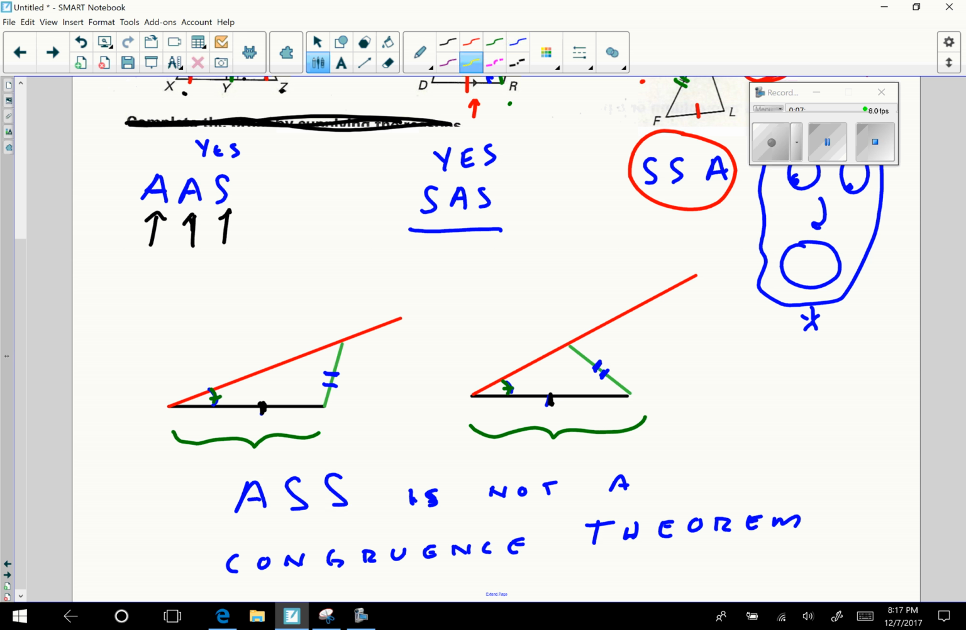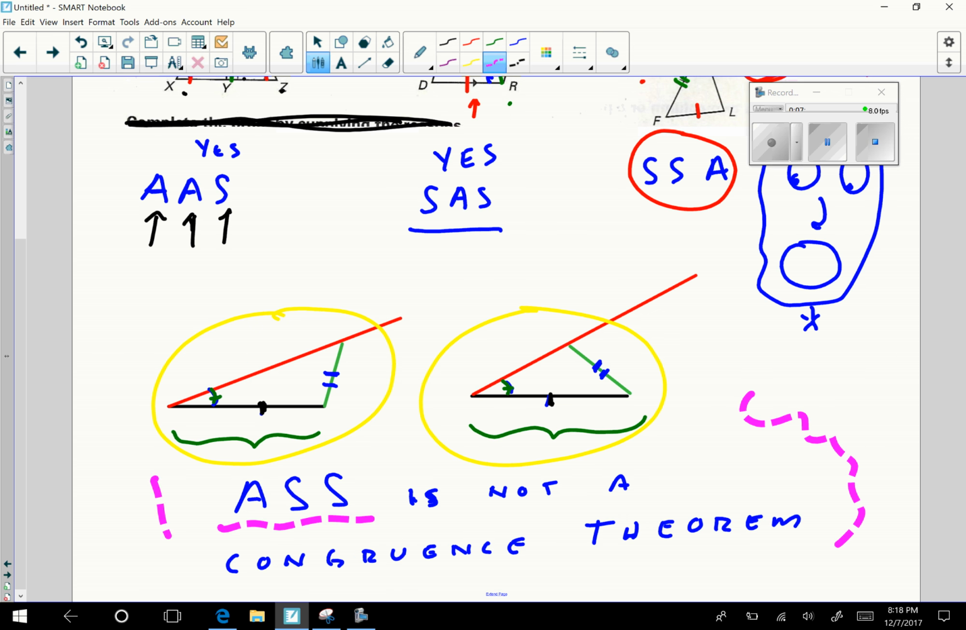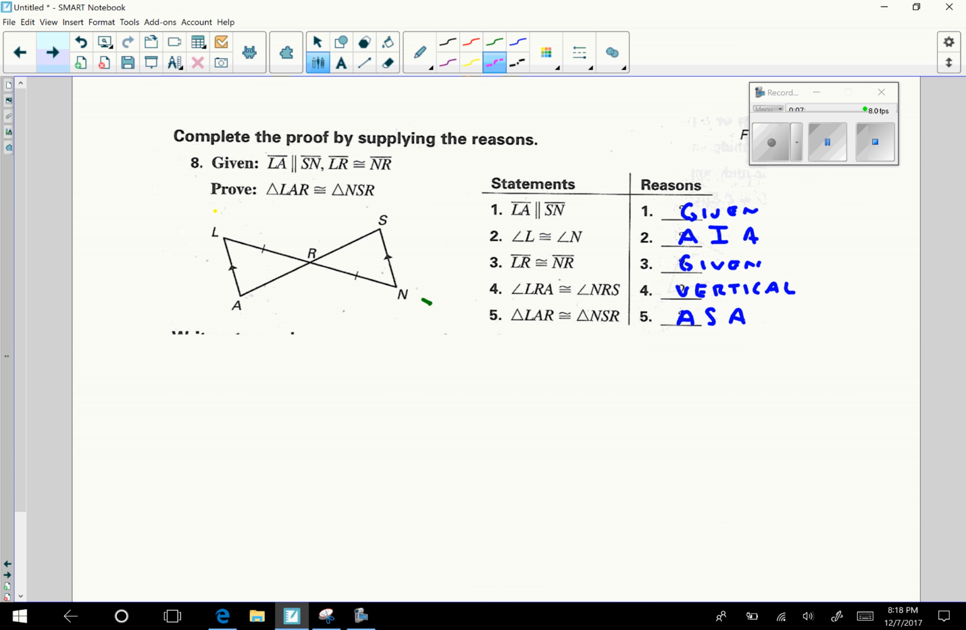But clearly, those triangles are not congruent. And that's a good demonstration, friends, on why angle-side-angle is not a congruence theorem. So let's go on to the next page and a pretty easy proof.